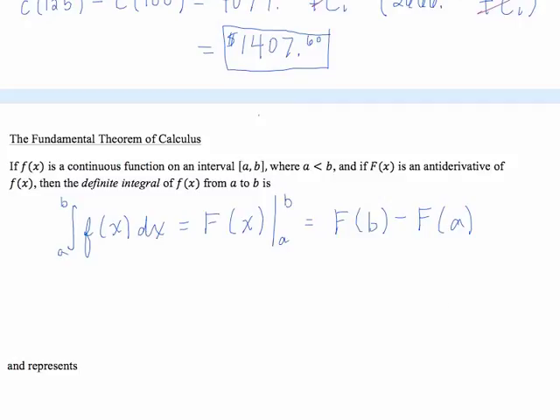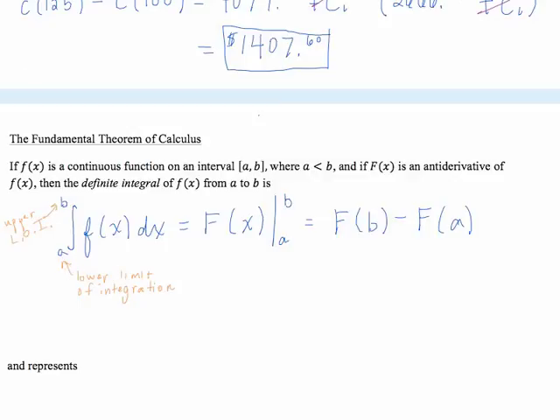Okay, some terminology. Little a there is called the lower limit of integration. And little b is called the upper limit of integration. I'm going to abbreviate it LOI, limit of integration, okay?